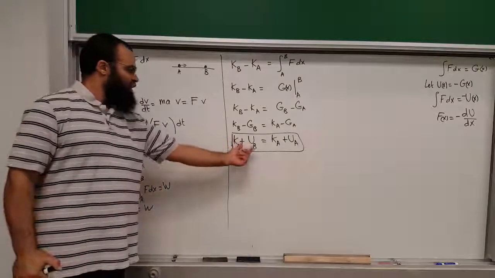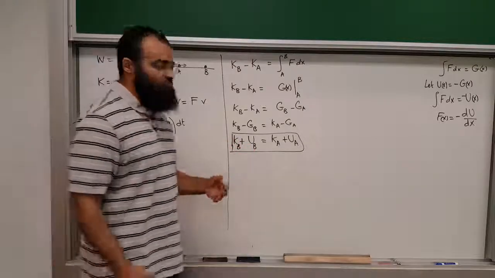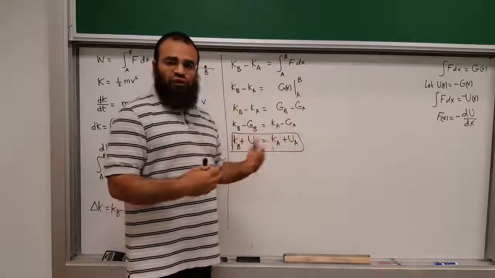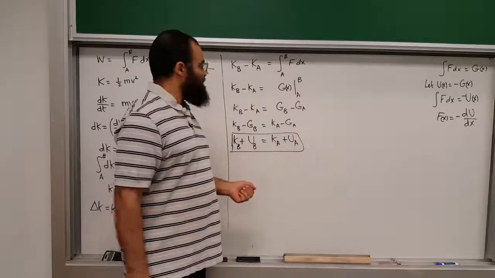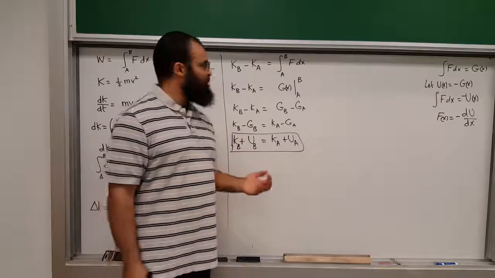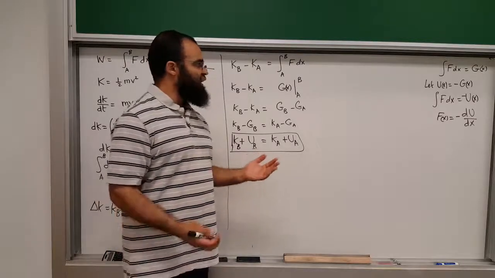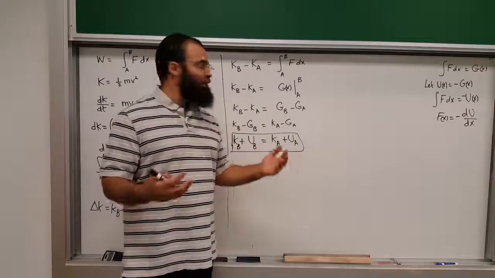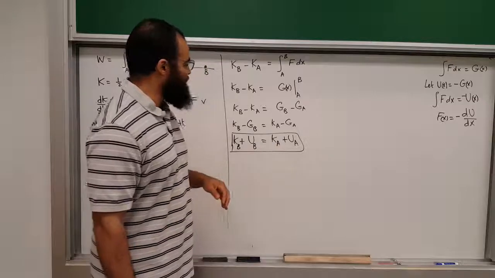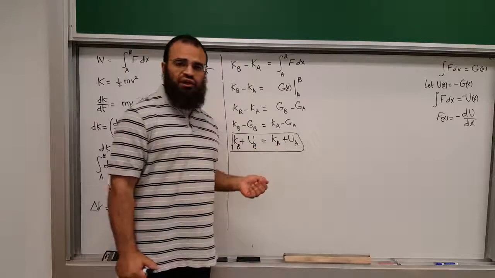And this u here, the potential energy, comes from an interaction. It comes from a force. If it's the earth, it will be the gravitational potential energy. If it's the spring, it will be the spring potential energy. And if it's the electric field, as you will see next semester, it will be the electric potential energy. And so on and so forth.